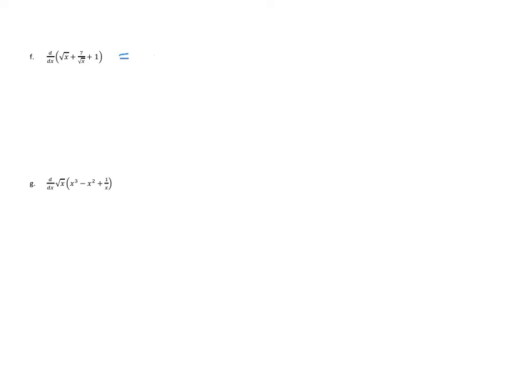For this first one, I'm going to rewrite the square roots so they're x to the 1/2 power. They mean the same thing. And the fraction, I'm going to rewrite so there actually is no fraction. So this is the derivative of x to the 1/2 plus 7 times x to the negative 1/2, then plus 1.